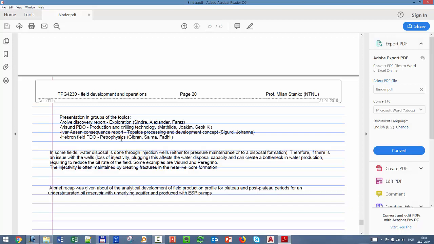These are the people that have presented so far. If there is any mistake with the name, just let me know, but that's what I wrote. We had a short discussion on water disposal using water injection, and we also had a brief recap on the analytical development of field production profile for an undersaturated oil reservoir. We didn't have time to do more.